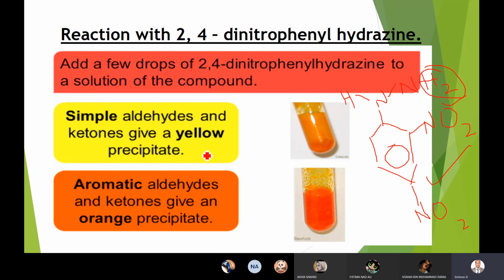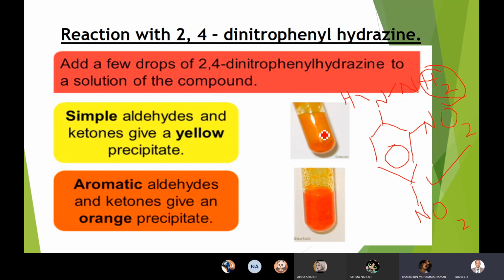Simple aldehydes and ketones give a yellow precipitate. Aromatic aldehydes, meaning rather than having propanone or butanone, on a benzene ring there should be a carbonyl group, like benzaldehyde. When I deal with aromatic compounds, I'll give more details. But aromatic aldehydes and ketones give a thick orange precipitate. This is an identification test for the presence of a carbonyl functional group in a given compound.